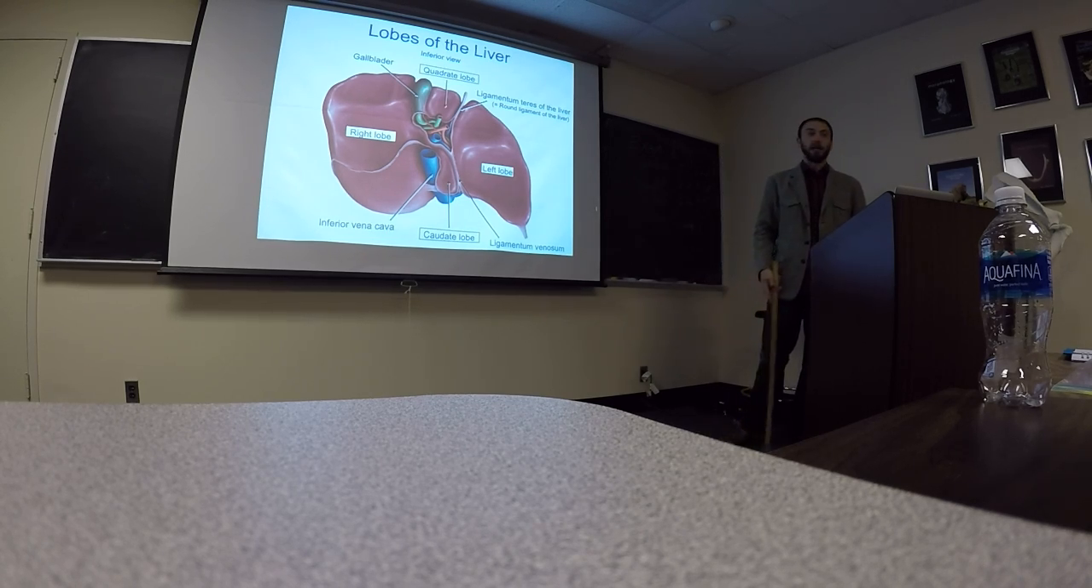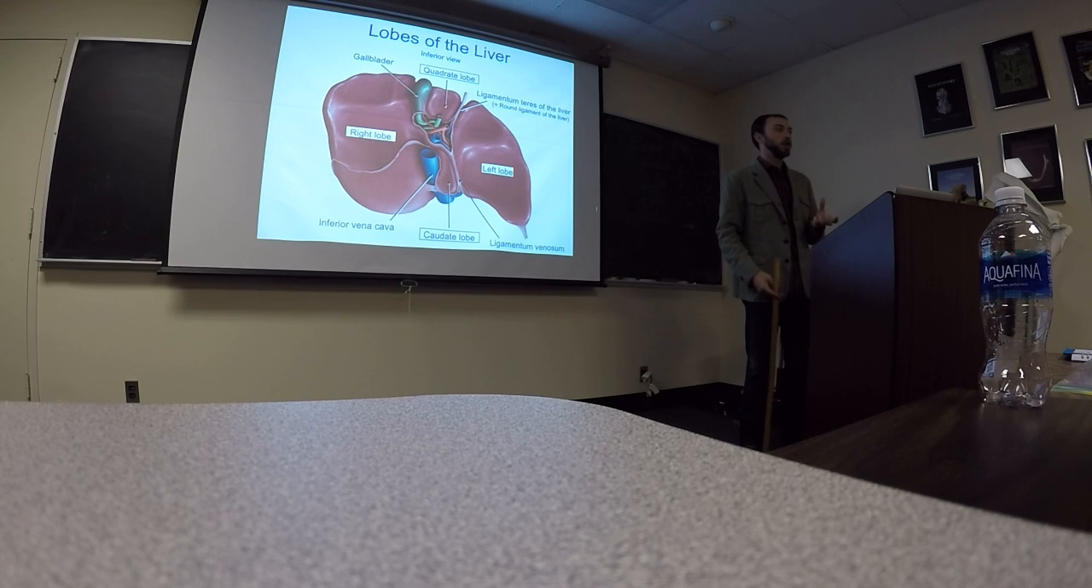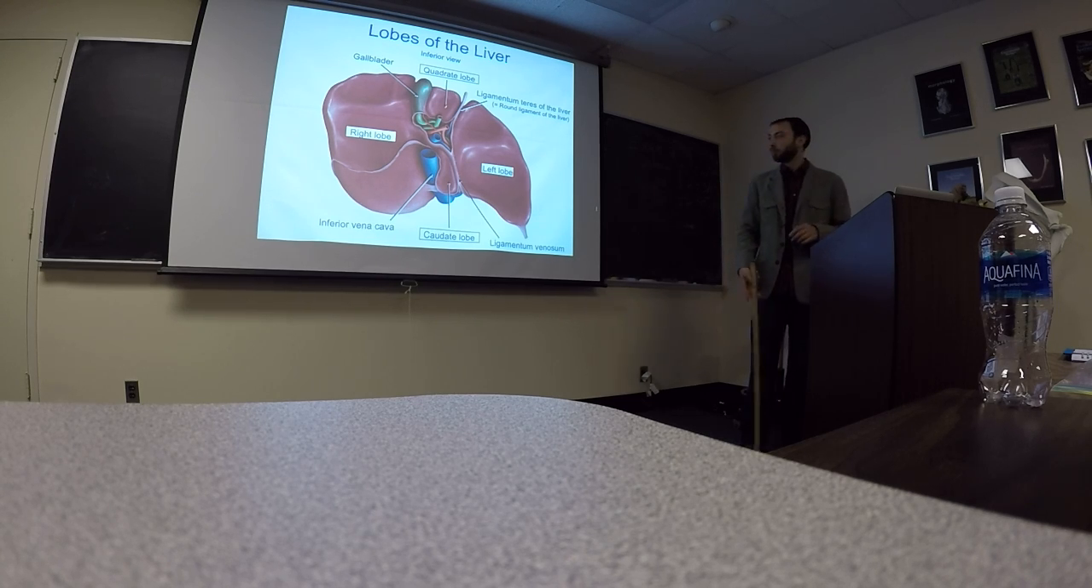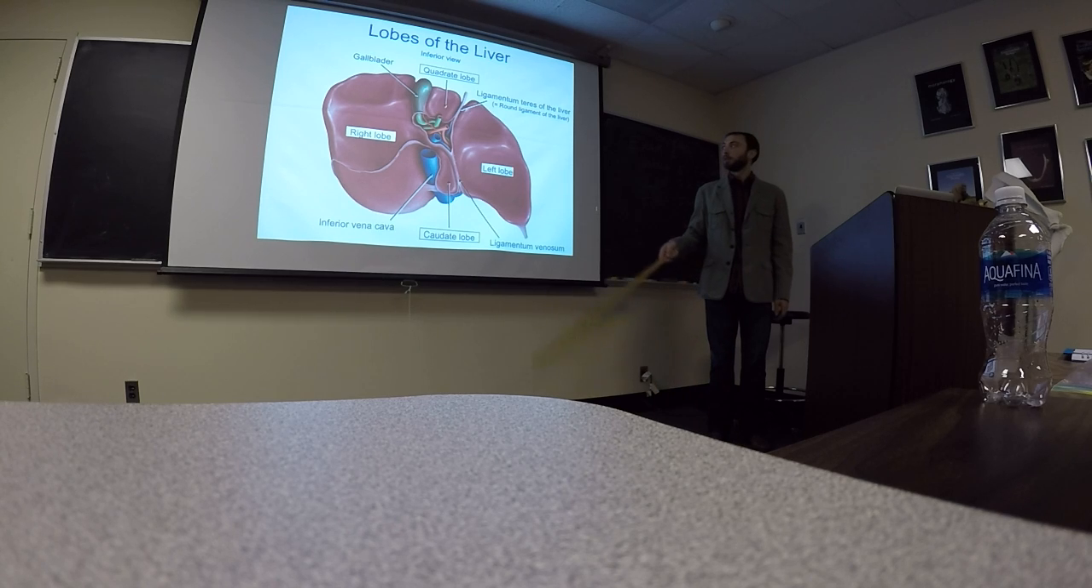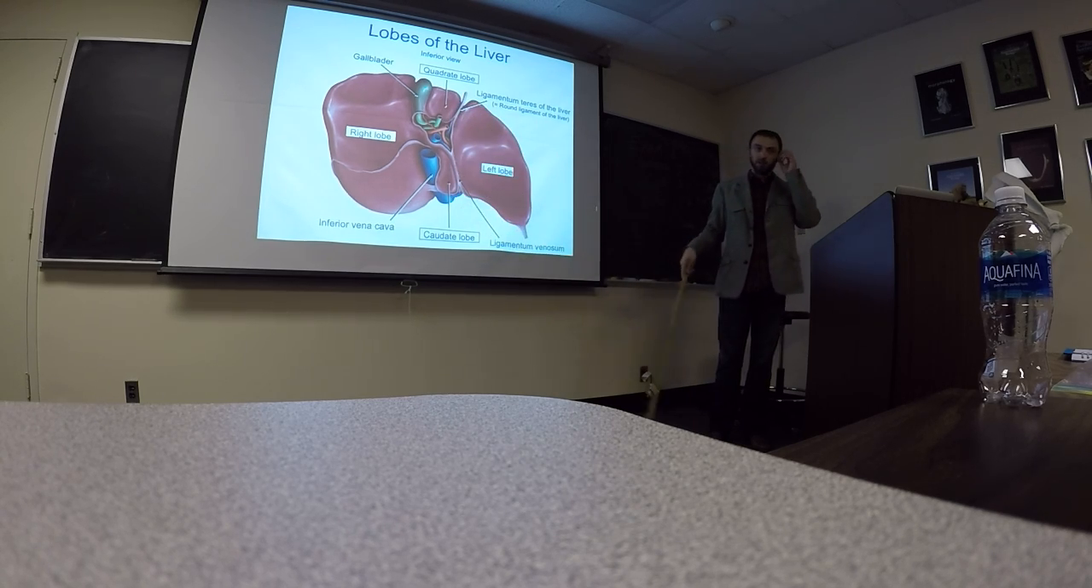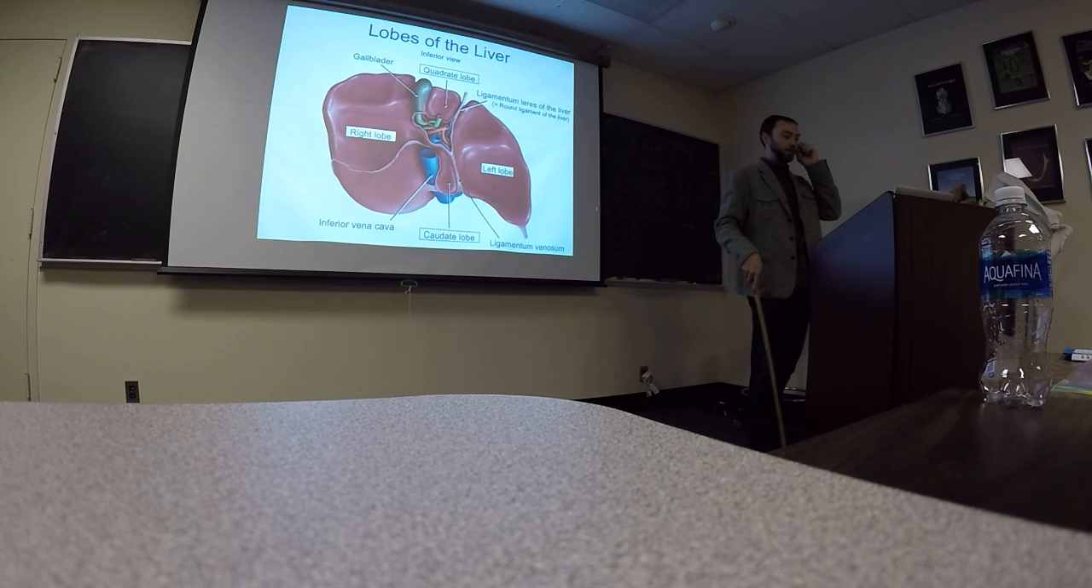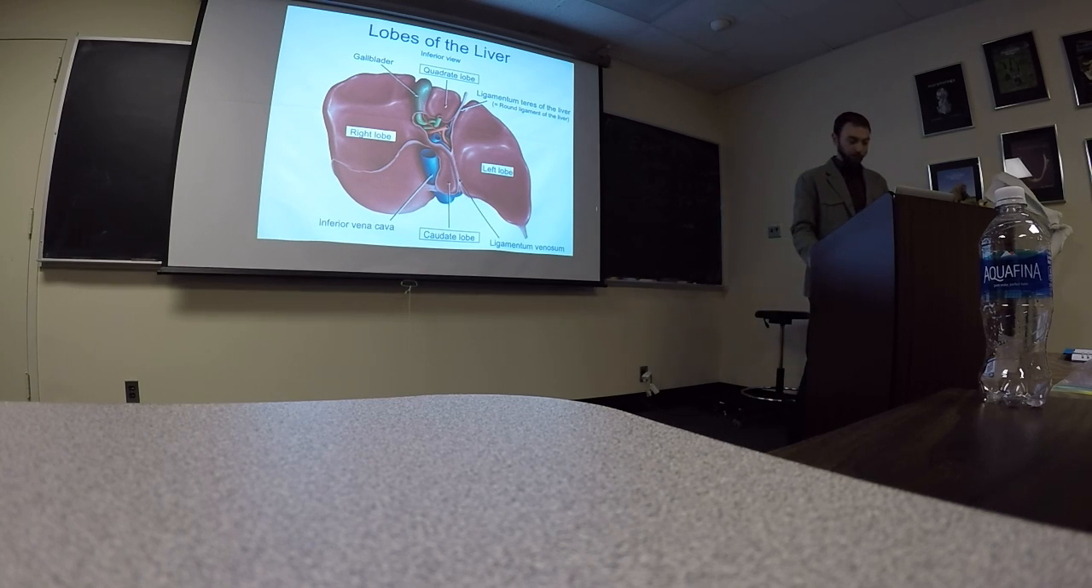And anteriorly, we have this square or rectangular shaped lobe called the quadrate lobe. So the names of these lobes sort of tell you something about where they are or what they look like. So quadrate is square-shaped, 4 sides. Caudate is on the back like a tail. So this is our caudate lobe.